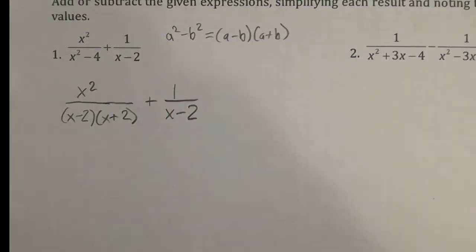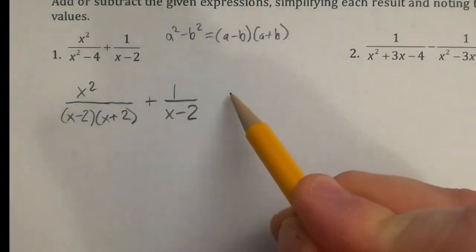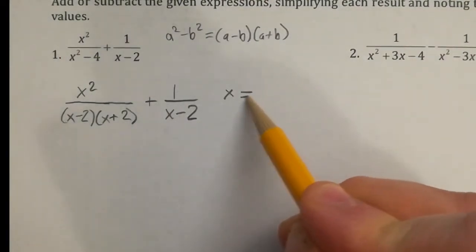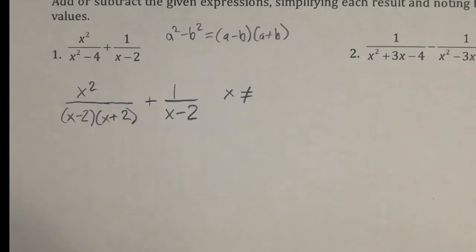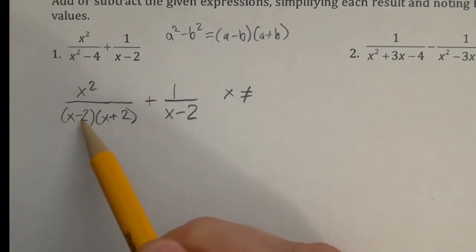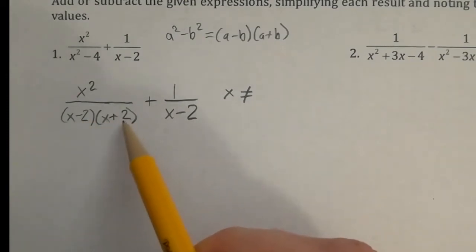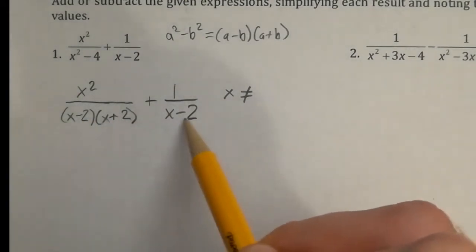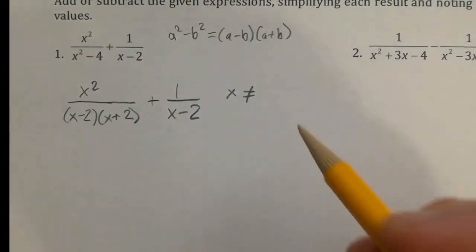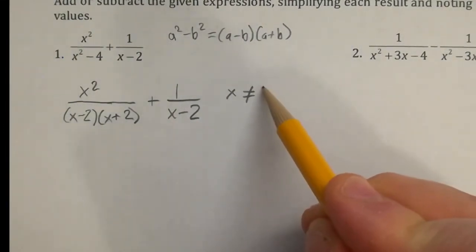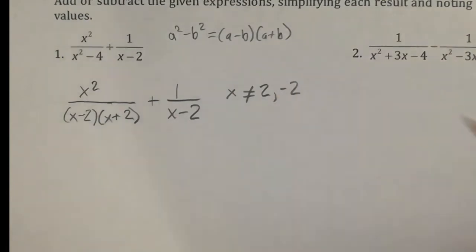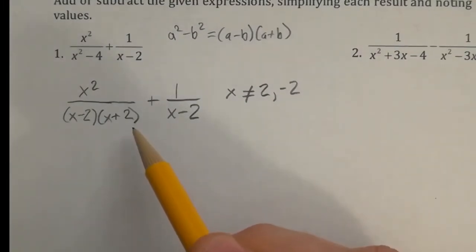Before we proceed, we want to identify any excluded values. Basically, what are the values of x that would make either of the denominators equal to 0? Well, it would be positive 2, because 2 minus 2 would be 0. Negative 2, because negative 2 plus 2 would be 0. And then we already have positive 2 from this one, so we don't need to say it twice. So we have 2 and negative 2. If you wanted to write plus or minus 2, that's fine also. All right, so we have this. And now we need to get a common denominator.